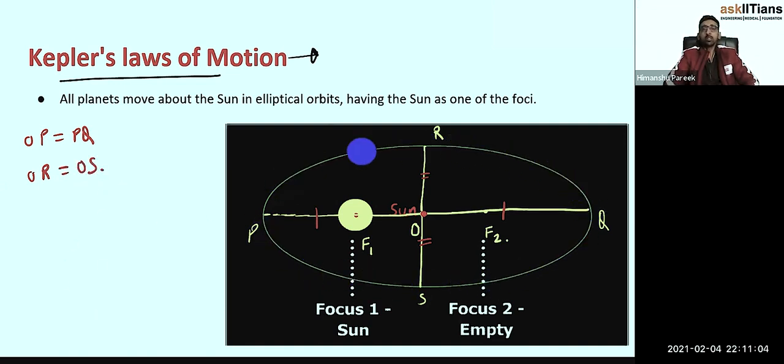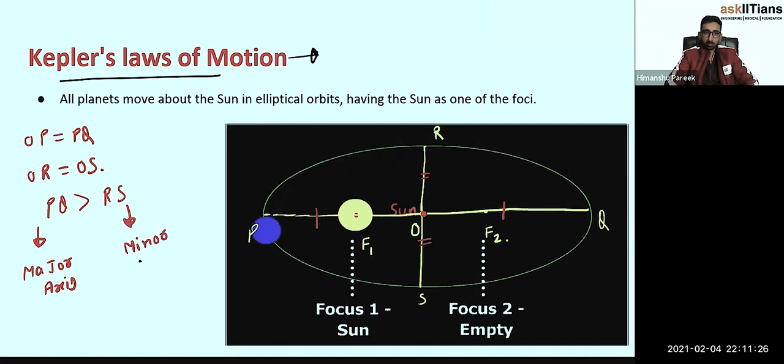Now which one is the bigger length here? Is PQ bigger or is RS bigger? Obviously, PQ is bigger. PQ is greater than RS. The length which is bigger is known as the major axis, and the length which is smaller is known as the minor axis. When you take half, the entire PQ is the major axis and the entire RS is the minor axis. Sorry, this should be OP equals OQ. Yeah, my mistake.